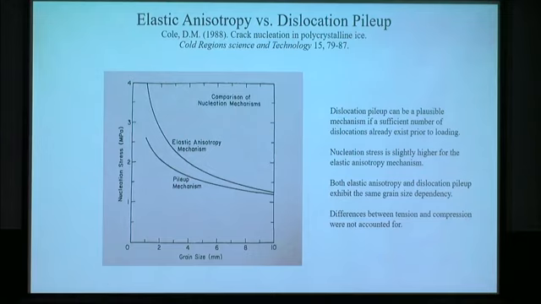This one I mentioned before. The nucleation stress is slightly higher for the elastic anisotropy mechanism. They exhibit the same grain size dependency. You see, all of these models basically have this d to the minus half kind of grain size dependency, especially if you use the fracture mechanics idea. However, the differences between tension and compression were not accounted for. So this simple model that was presented could not explain the difference between the higher compressive initiation stress versus the lower initiation stress in tension.